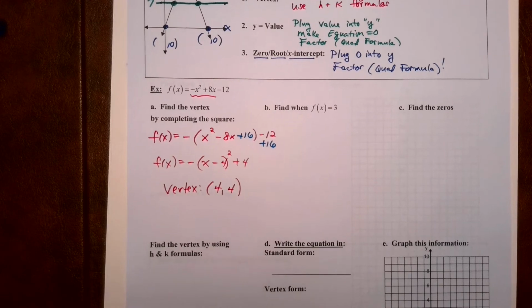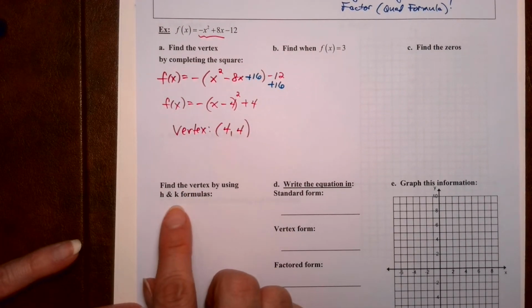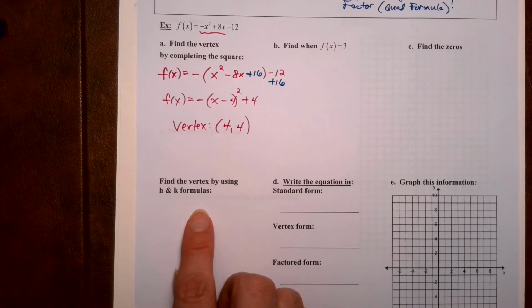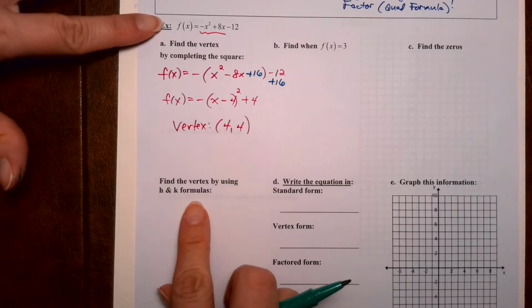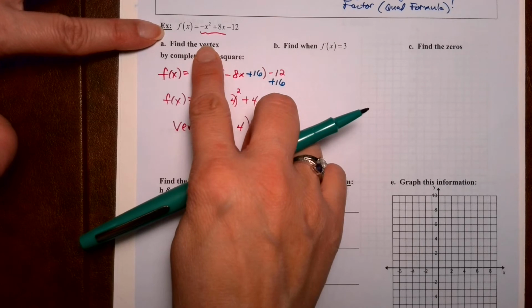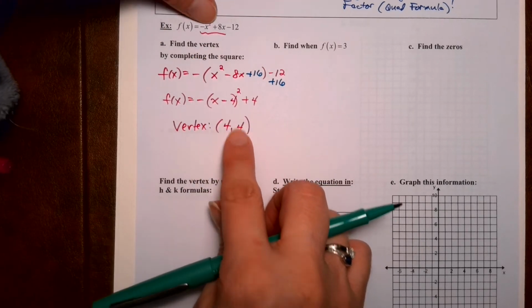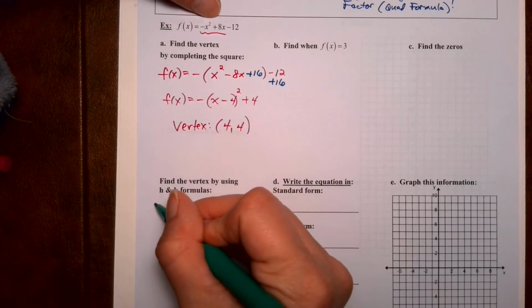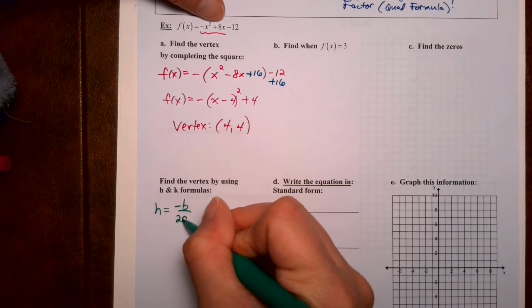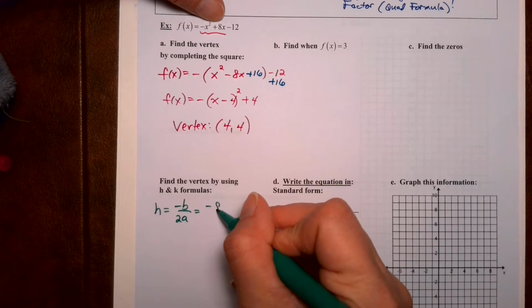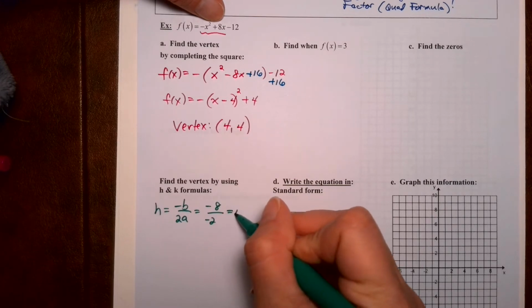Now down here you notice it also says find the vertex by using h and k formulas. Let's practice. We could also have done h and k formulas. It's going to give us very similar answers, or actually the exact same answers. Let's just try a different strategy. H is negative b over 2a. So negative 8 over negative 2, that gives me a 4.